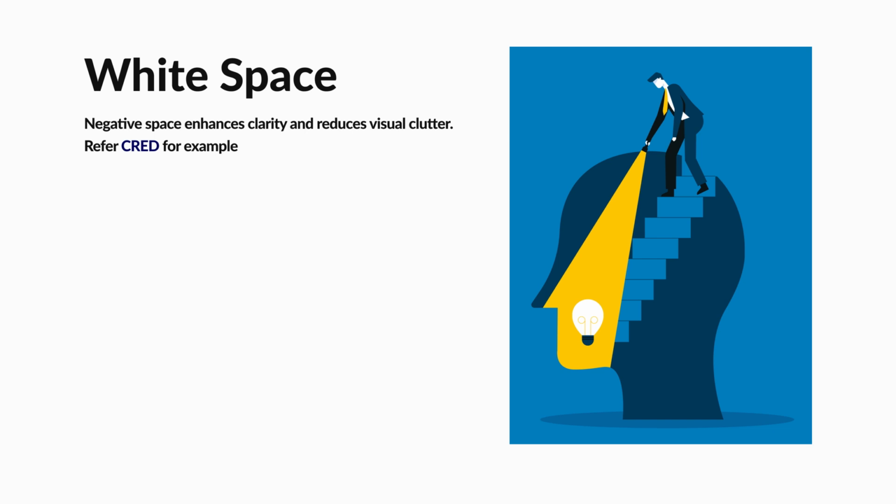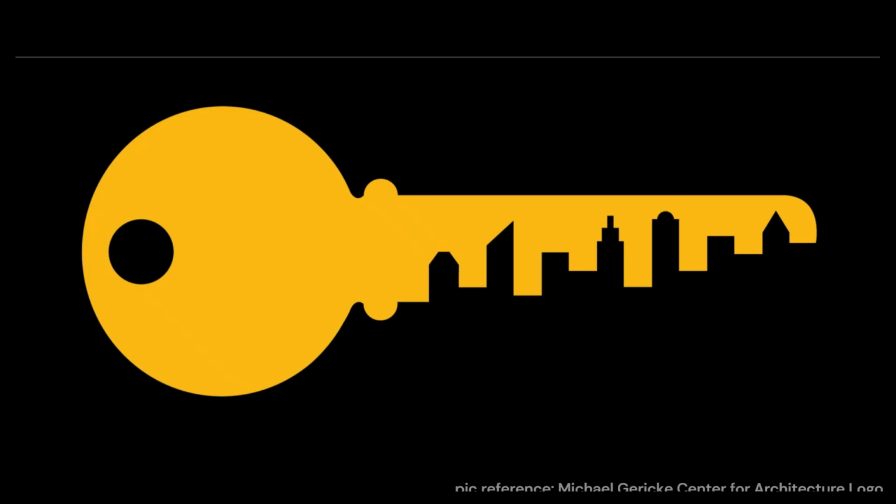Next up, white space, also known as negative space. This is all about using empty space to reduce clutter and improve clarity. Think of it as this. Ever seen these minimalistic images where just two colors are used, yet you clearly see two men facing each other, or a key, or bears hugging? That's the power of white space in design, making complex visuals simple and clean.